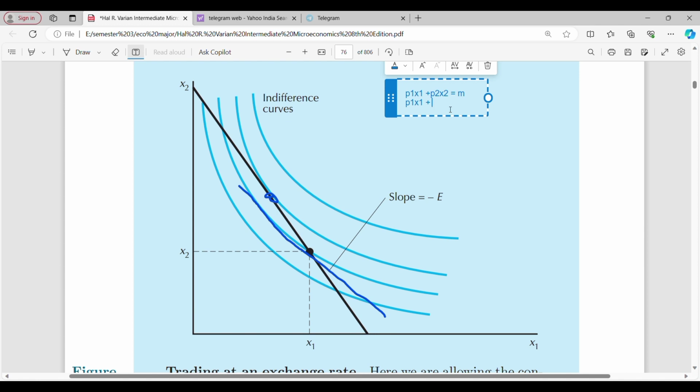We can peg P2 to 1, like we can divide the whole equation by P2, then we can write P1 x1 plus x2, because x2 itself is the amount the consumer is ready to spend on the other goods, is equal to M. So this is what this interpretation says.